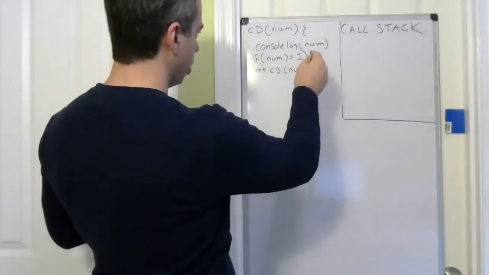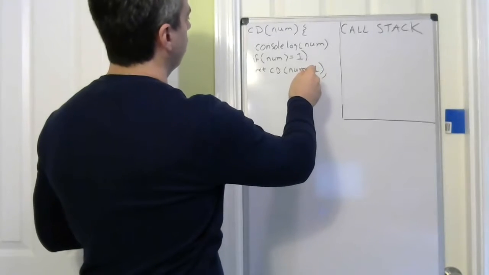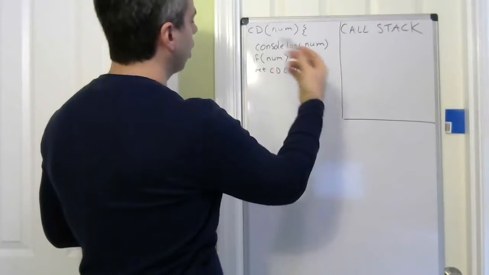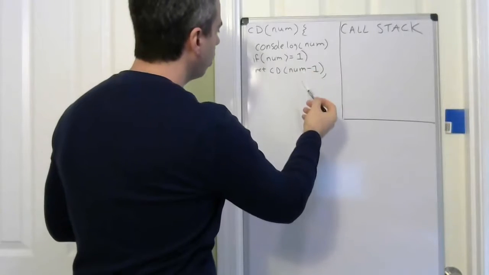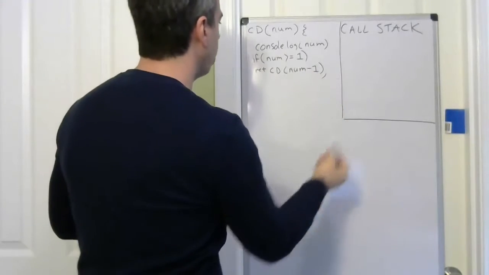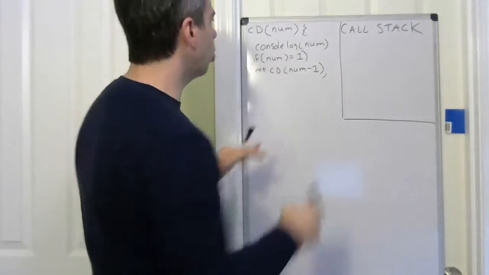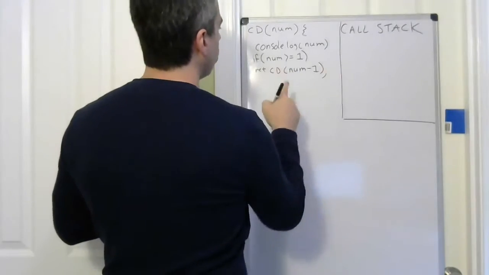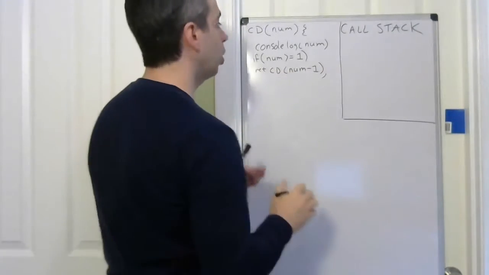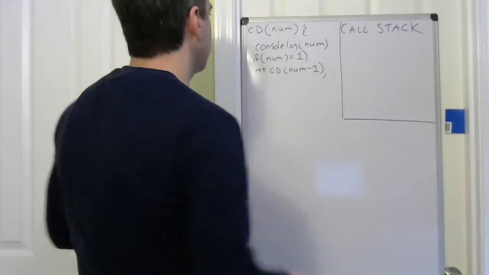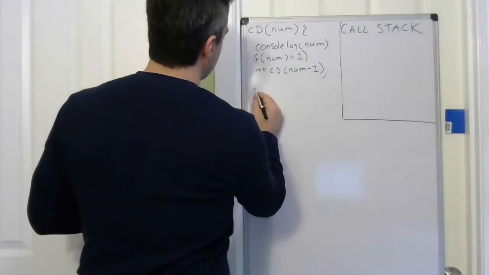And so that would keep us going. So if it was 2, log out 2, 2 is greater than or equal to 1, return 2 minus 1, which is 1, etc. Eventually it won't be greater than or equal to 1. What do we do if it's not? We don't really have to do anything, so let's not do anything. Let's close out the function here.